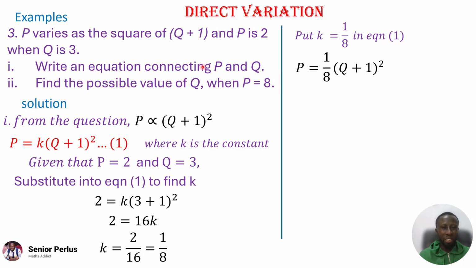Write an equation connecting P and Q. So this is the first I. Okay. So that's the I. Then the II, find the possible value of Q when P is 8. So from here, we should find the possible value of Q. So that means we are given the P, so we should find the Q. Good. So our P was 8.